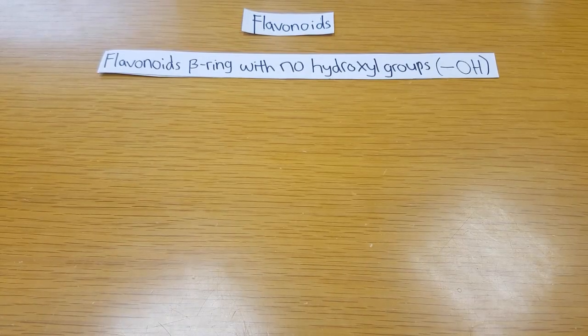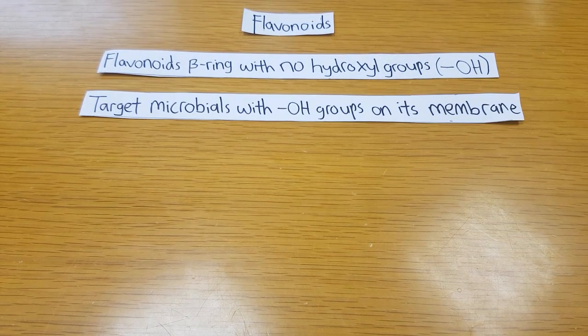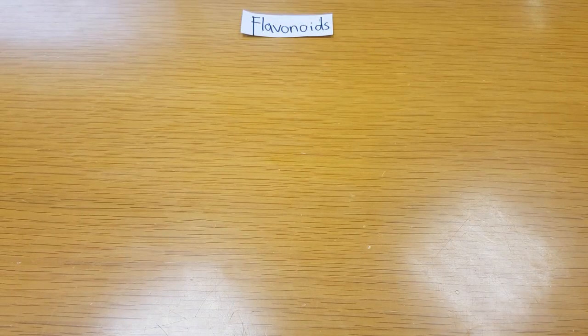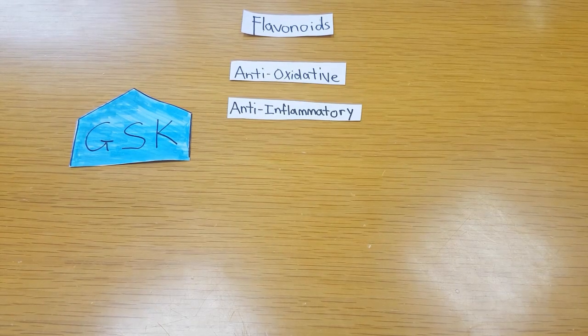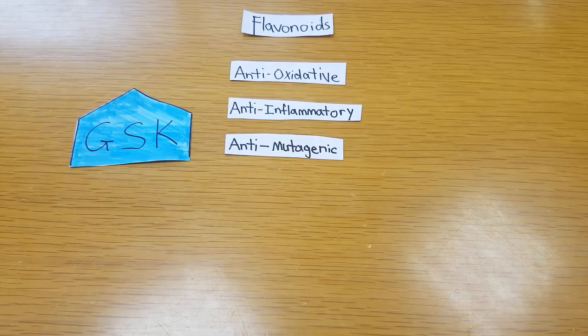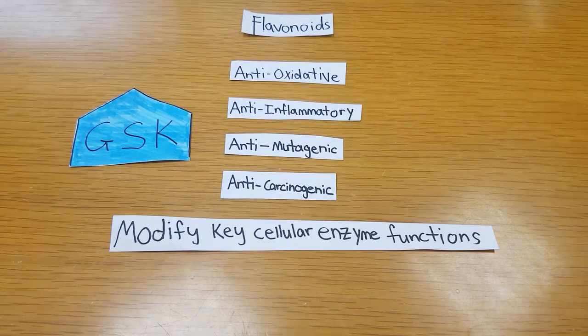Hydroxyl groups absent from flavonoids' beta rings have more activity against microorganisms as it will target microbes with OH groups on its membrane. As a result, flavonoids are widely used in pharmaceutical companies due to their antioxidative, anti-inflammatory, anti-mutagenic, anti-carcinogenic properties and their ability to modify key cellular enzyme functions.